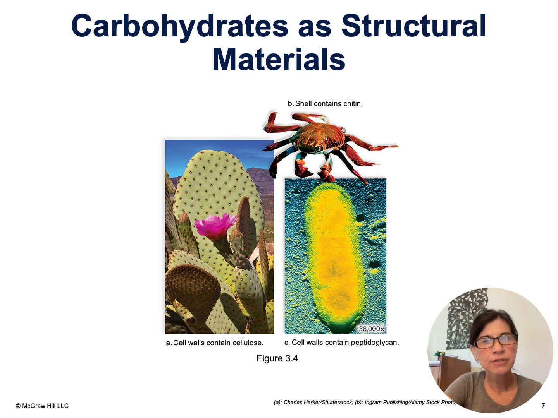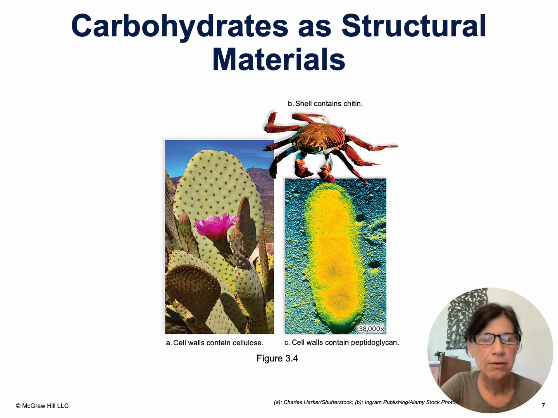Here's just a picture of the structural components, sorry, that's my dog. This is a picture of different structural components that carbohydrates have. They're showing you a cactus. The cactus is able to grow upright because of carbohydrates. This is the exoskeleton, the shell of this crab, which contains a different carbohydrate, chitin, that gives it structure and support. And this is a bacterial cell wall that contains carbohydrates and gives the bacteria its structure.